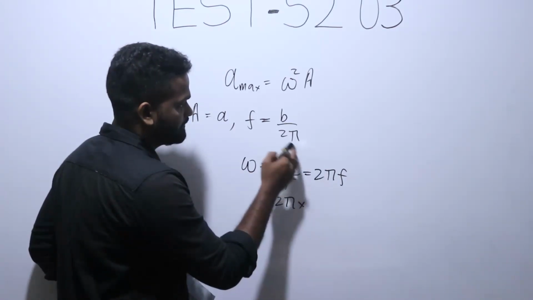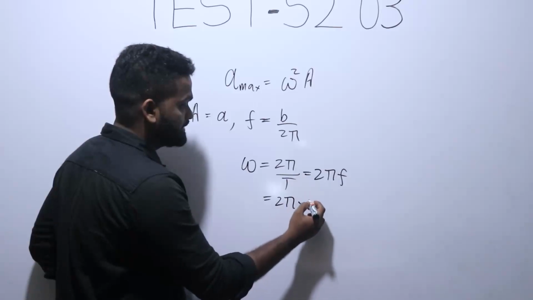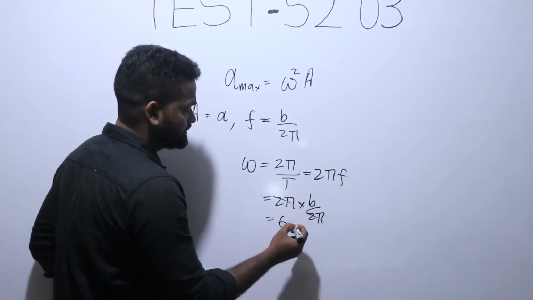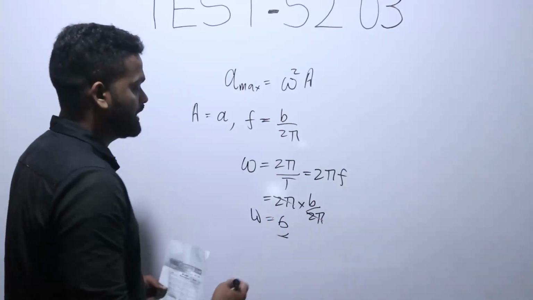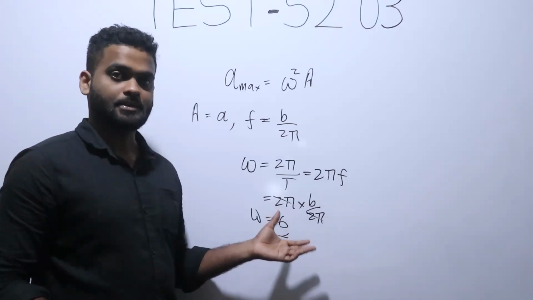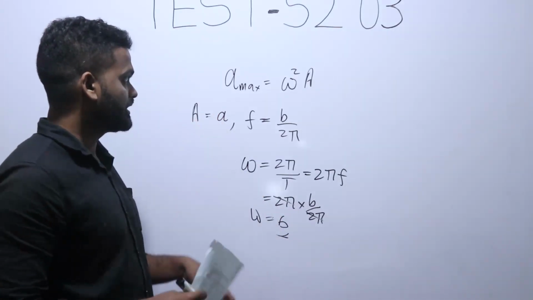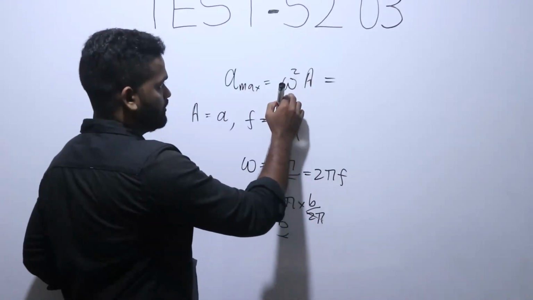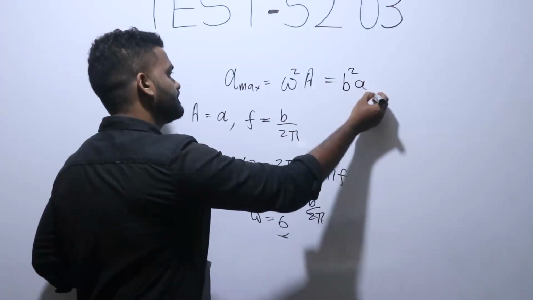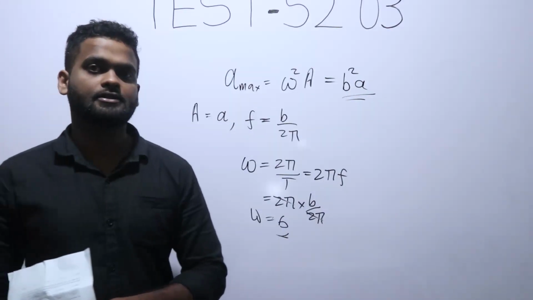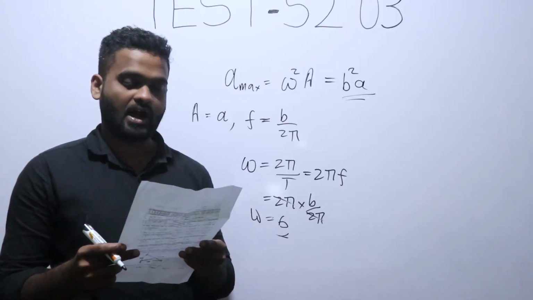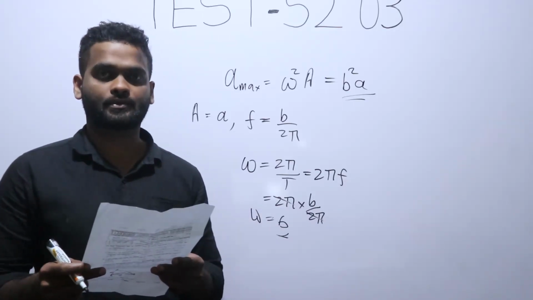2 pi, simple f, we know that is given as b over 2 pi. So 2 pi cancels, b. Okay, now we have the term for omega, that is b. The term for amplitude, simple a. Now just substitute it here. Omega is simple b, so this becomes b squared. Amplitude is simple a. So a max here is b squared simple a. Answer should be the third one for the fifth question.